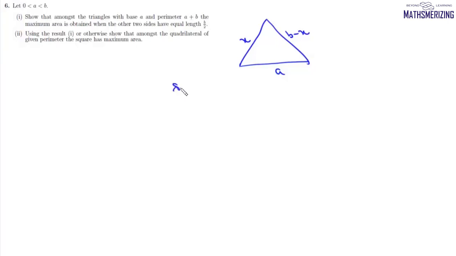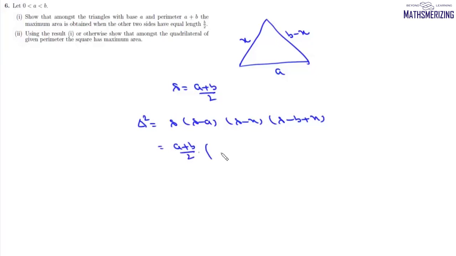Now its perimeter is a plus b, so the value of s is (a plus b) by 2. Then we can write area square as s into (s minus a), (s minus x), and then (s minus b plus x). Now s is (a plus b) by 2.